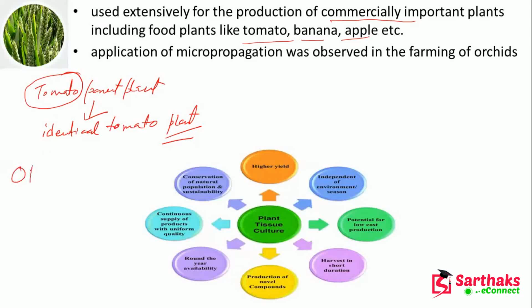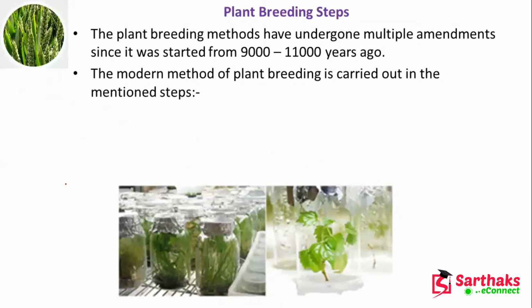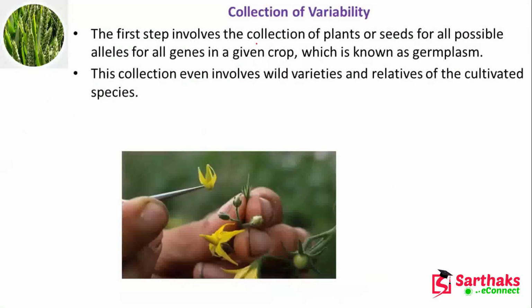Another thing is the orchid. This is also one application of micropropagation. Nowadays, orchids are very familiar to us, and if we want to develop orchids, we require the plant tissue culture method. The plant breeding methods have undergone multiple amendments since they started 9,000 to 11,000 years ago. And the modern method of plant breeding we will discuss step by step. From the next slide, all the steps we are going to explain.